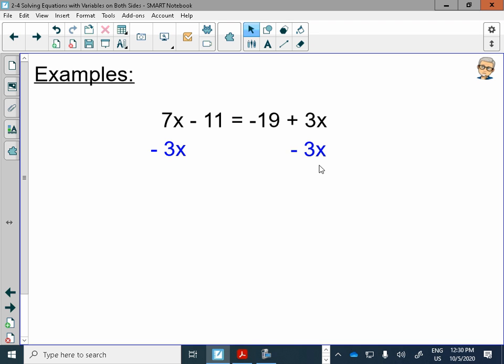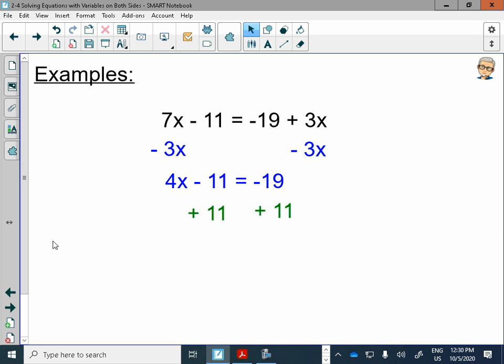That will eliminate the 3x on this side, leaving us with just negative 19. And over here we'll have 7x minus 3x, which is 4x. So we will be left with 4x minus 11 is equal to negative 19. And you can see we just have a two-step equation here. So we're going to undo the subtraction. The inverse of subtracting 11 is to add 11. So we're going to add 11 to both sides of this equation.